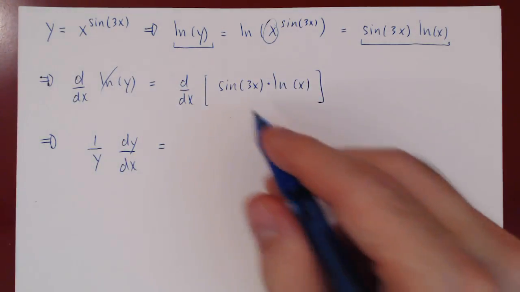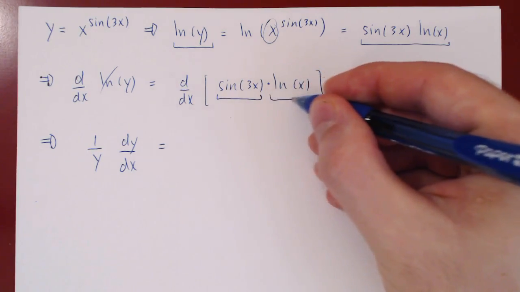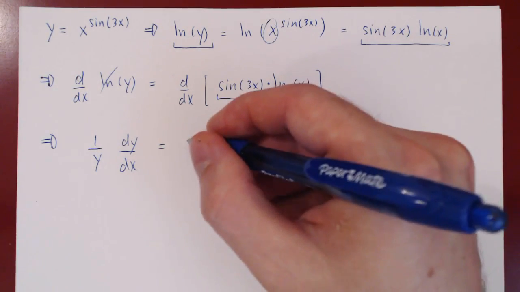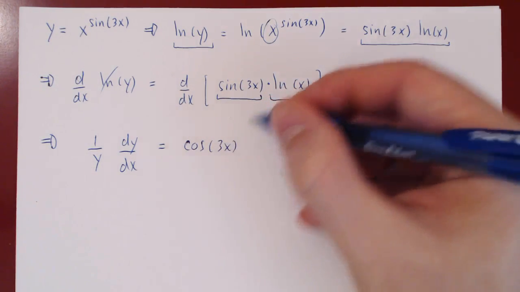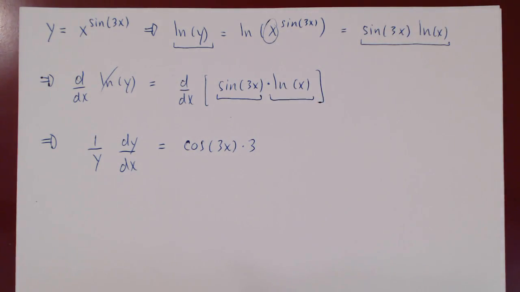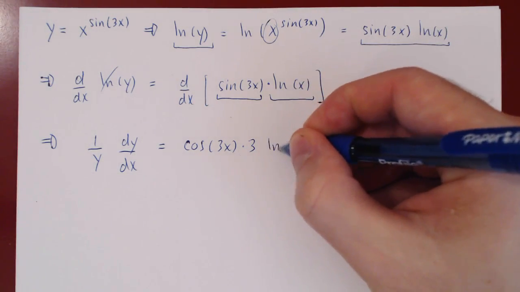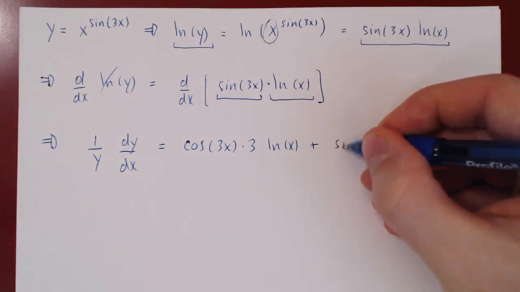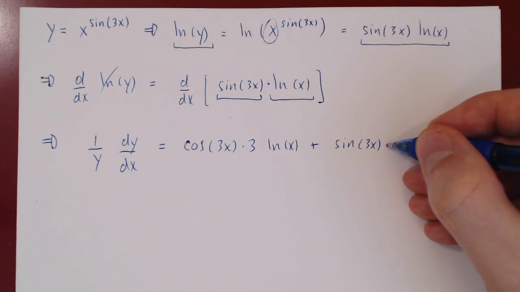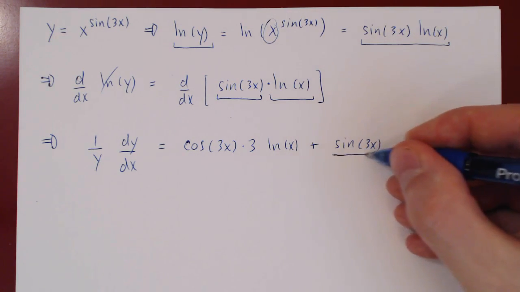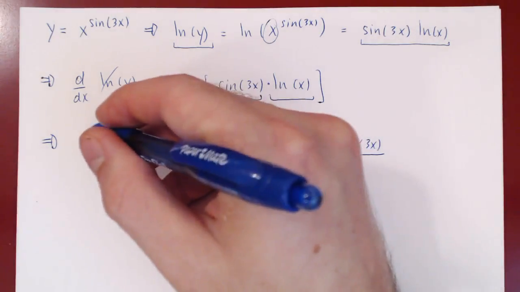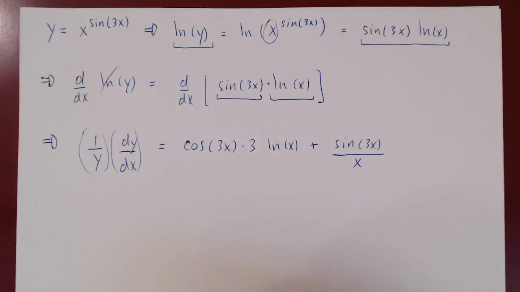This will be equal to, and here we use the product rule, and be careful, on the sine of 3x we'll have to also use the chain rule. Derivative of sine is cosine, so cosine of 3x, times the derivative of the argument, which is 3. And that's the derivative of the first function, times ln of x, plus the first function, sine of 3x, times the derivative of the second function, times 1 over x, which is the same as dividing by x. And finally, we have our dy over dx, but it's multiplied by 1 over y.